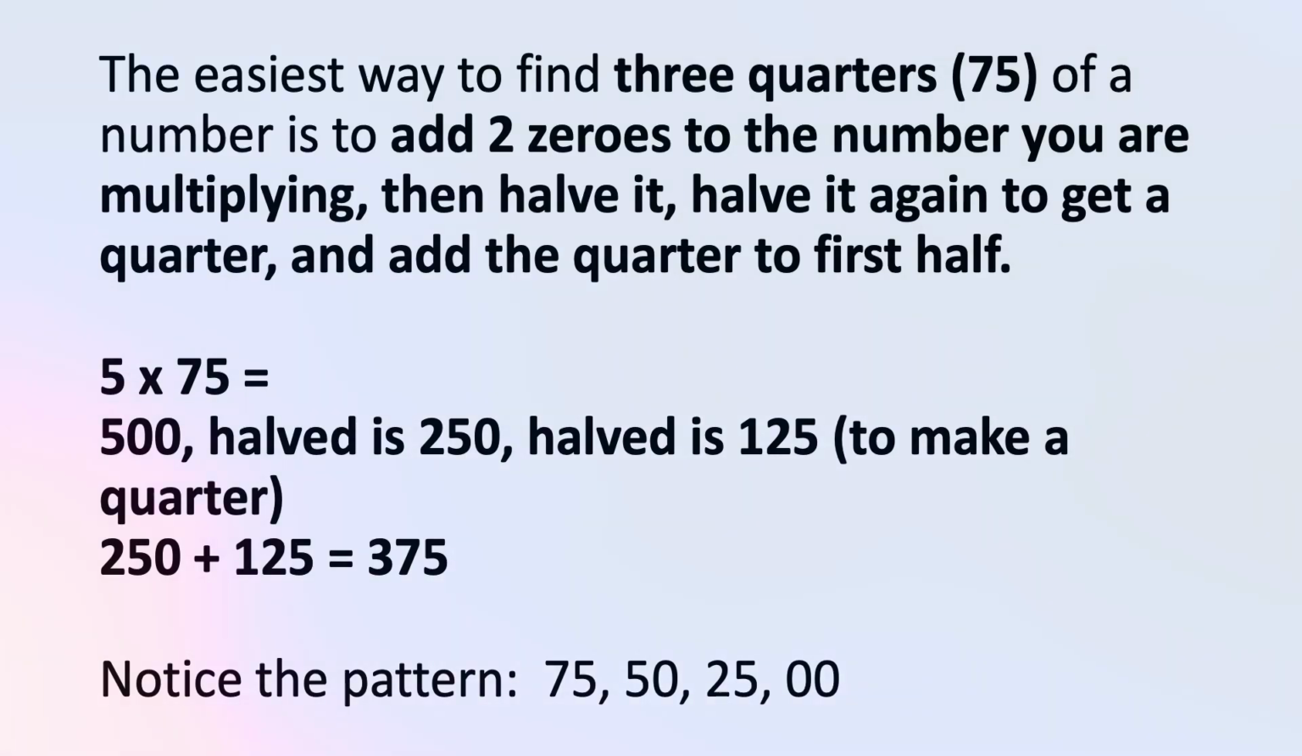75. Multiplication by 75. The easiest way to find 3/4, or 75, of a number is to add 2 zeros to the number you are multiplying, then halve it again to get a quarter, and then add the quarter to the first half. So, for 5 times 75, 500 halved is 250, halved again is 125 to make a quarter, so we add 250 plus the quarter, 125, to get 375. Notice the pattern: 75, 50, 25, 0.